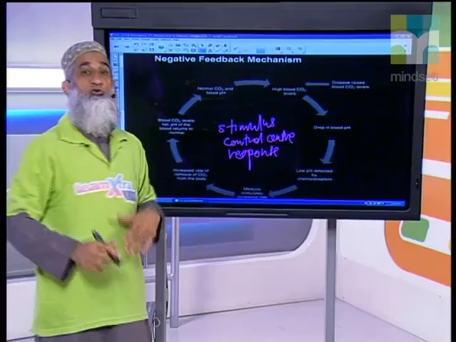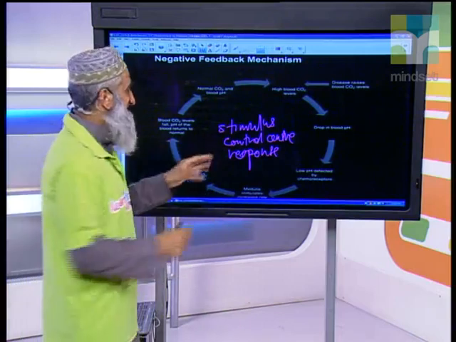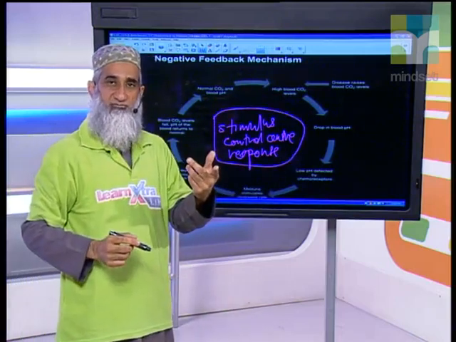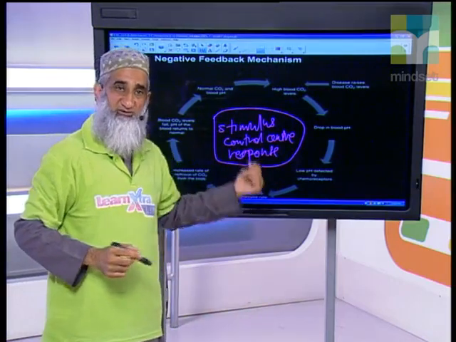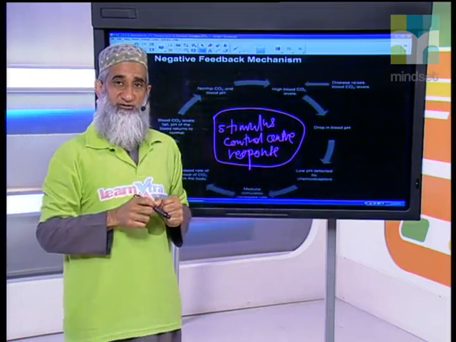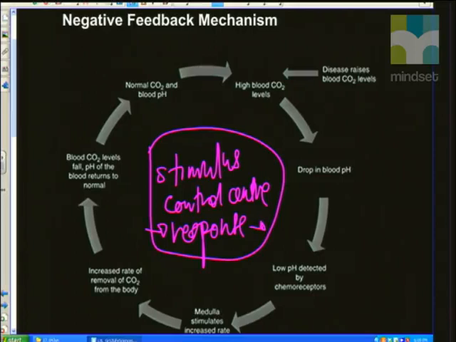In not only negative feedback, but in any coordinating system, these three things are very important. There must be a stimulus. Any change in the environment, stimulus. There must be a control center. It must be fed to a control center. And the control center must initiate a response somewhere.